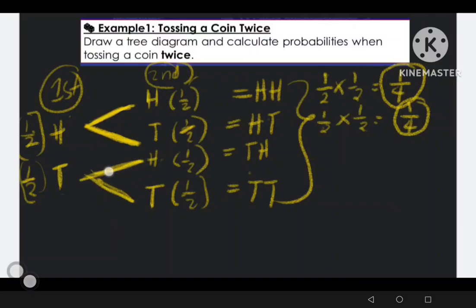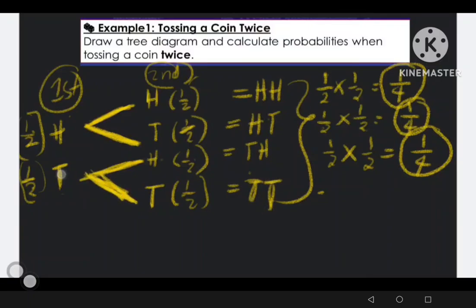The same process for tail and head. Tail is 1/2 multiplied by head, which is 1/2. The same, 1/4. So the probability of getting tail and head is 1/4. And we also have tail and tail. Tail is 1/2, another tail is 1/2, so we have 1/4. So here's our result: 1/4 for head and head, 1/4 for head and tail, 1/4 for tail and head, 1/4 for tail and tail.